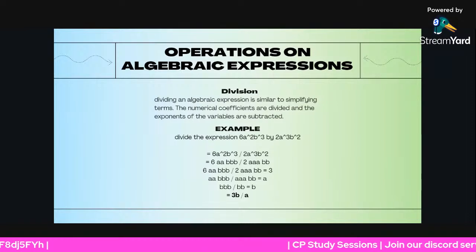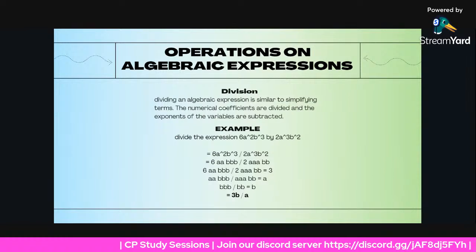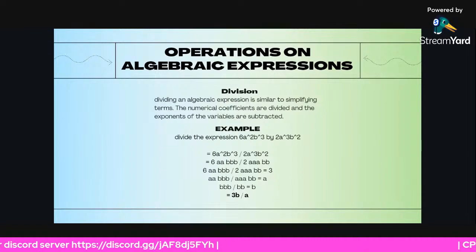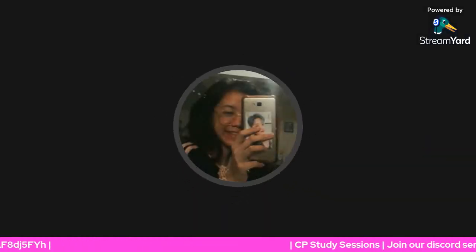Ayun. Since malinaw na siya, magpo-proceed na ako sa next example ng division. So, stop share muna ako since tinype ko siya sa OneNote. Wait lang ha.